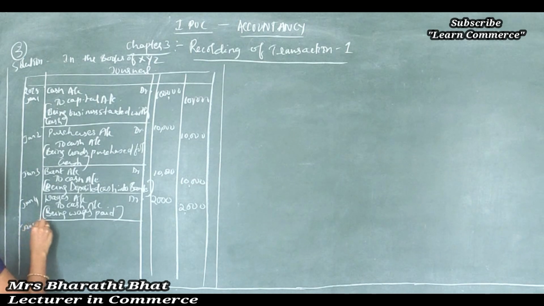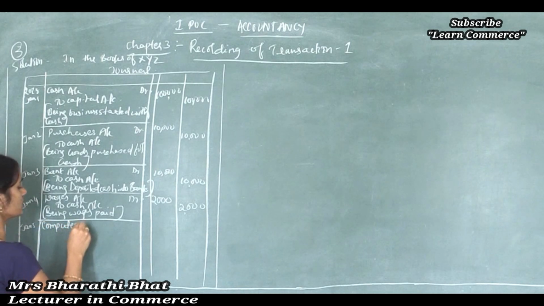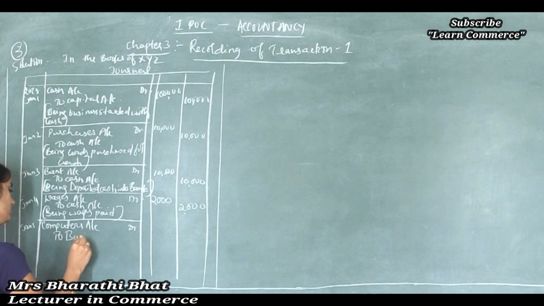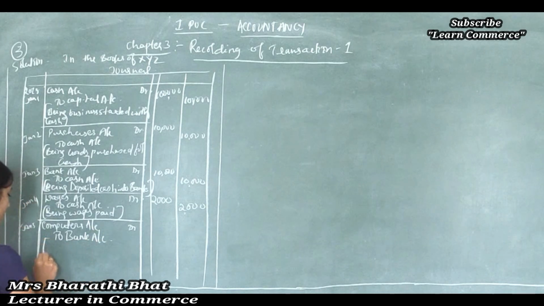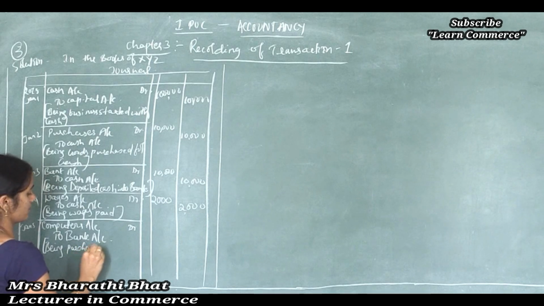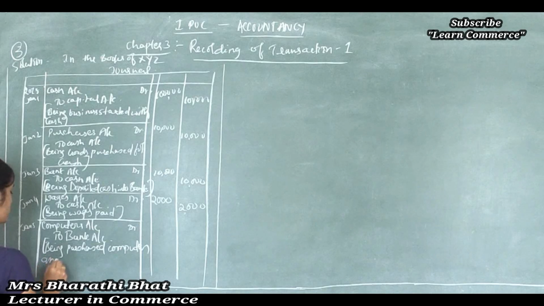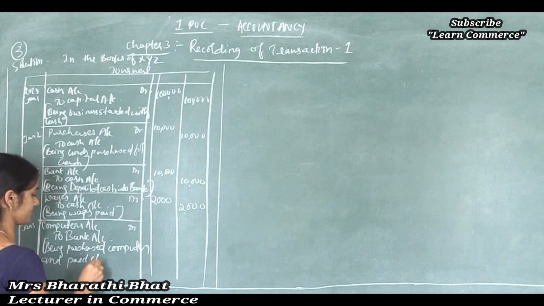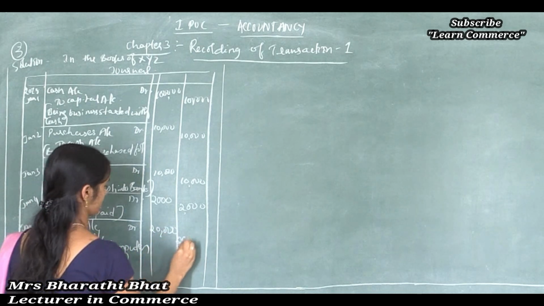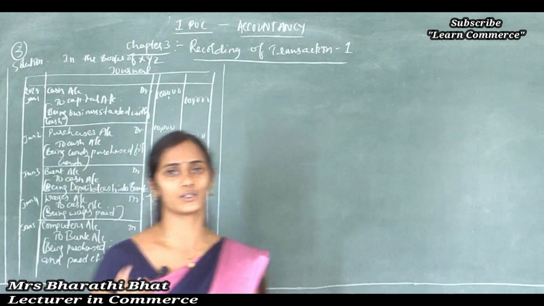So Jan 5, increase in asset, that is what? Computer account. Computer account debited to bank account because paid by check. Being purchased computer and paid by check, rupees 20,000. And the next one is sold to X.